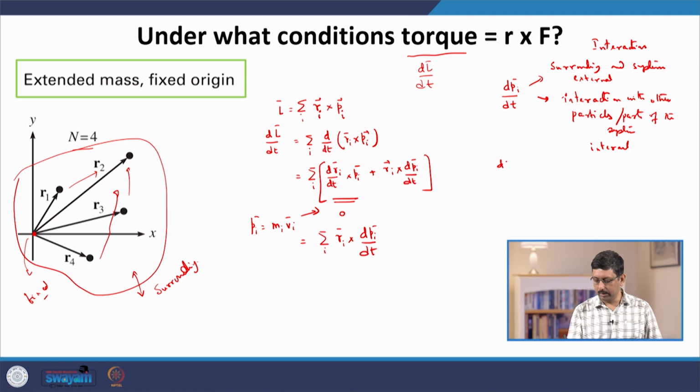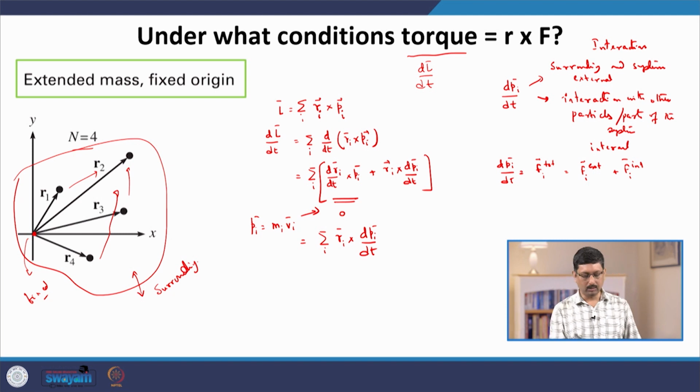So, then our Newton's law will be the total force on particle i. This will have an external component and an internal component. The origins are different. The external component is coming from outside, the surrounding, and the internal component comes from the other particles in the system. So, if I take this particle, then the forces due to particles 1, 3 and 4 constitute the internal force on particle 2.